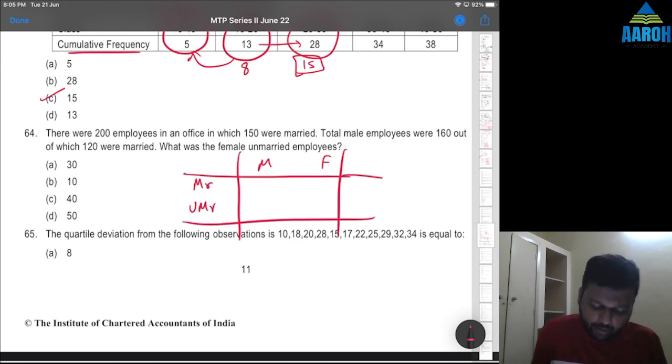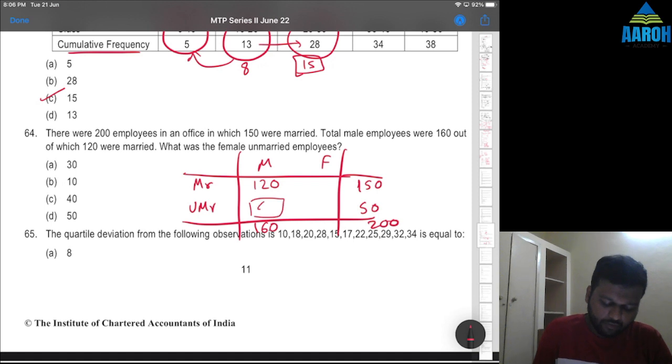64. There were 200 employees in an office in which 150 were married. Total male employees were 160, out of which 120 were married. What was female unmarried employees? There are two criteria, so we can write like this: male, female, married and unmarried. In all, there are 200 employees, so total is 200. Out of which 150 were married, so total of married is 150. That means unmarried is 50. Total male employees were 160, so total of male is 160. Out of which 120 were married, that means this is 120. What was the female unmarried employees? Now we can fill everything because now this blank will be 40. That means female unmarried employees are going to be 10, which is our answer. So 10 is the correct answer, option B.